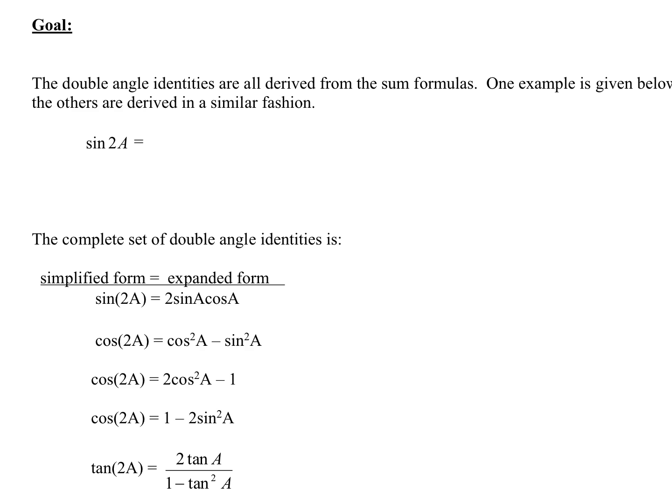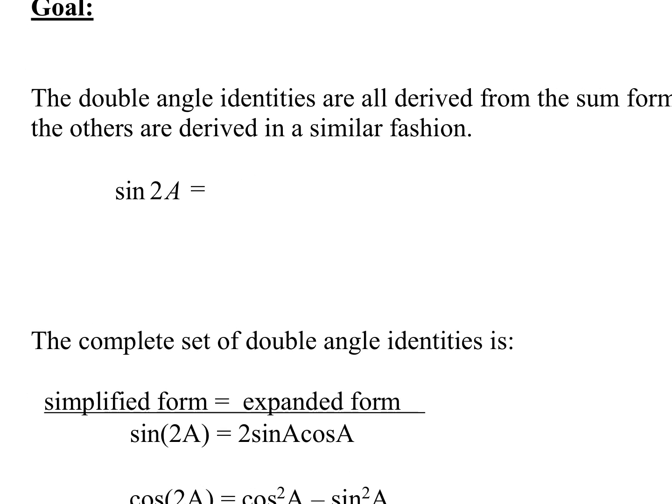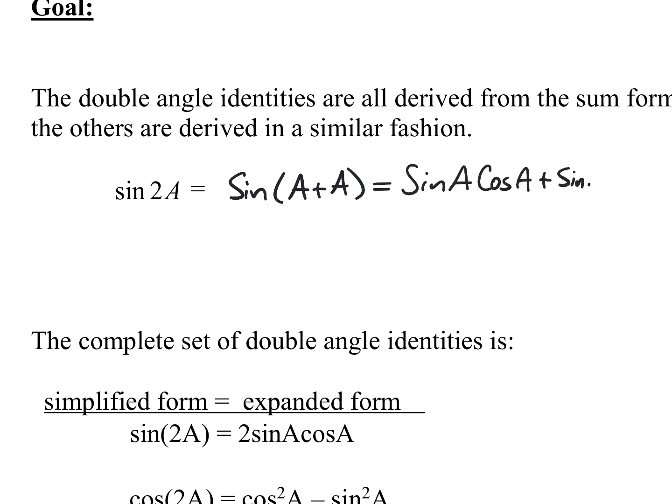We're going to derive one of our formulas and then I'll leave it to you if you want to prove the remaining forms. So the sine of 2A, if we were to think about this, we could think about it as the sine of A plus A. And we know from our last lesson that when we add two angles together, we can take the sine of the first angle times the cosine of the second angle plus the sine of the second angle times the cosine of the first angle.